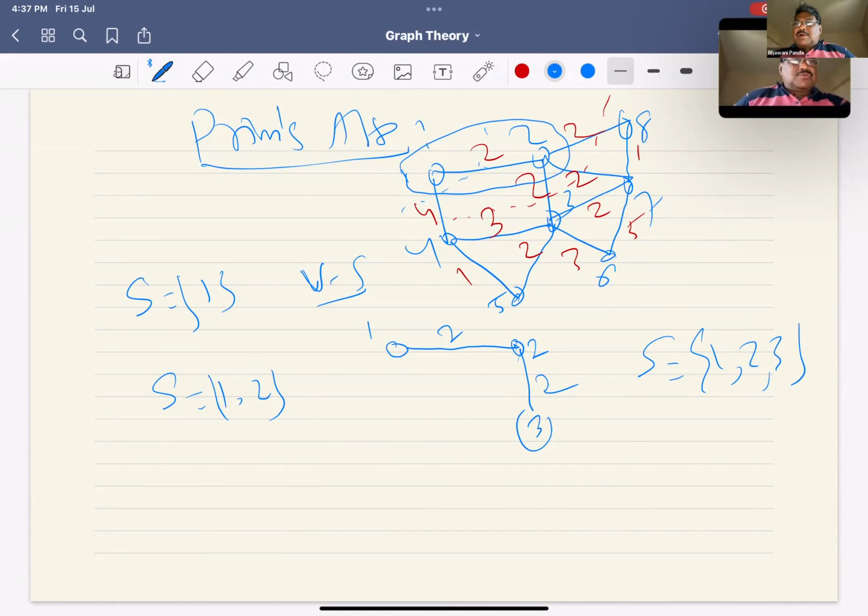So there are 3 edges. One is going to 4, and that edge cost is 4. From 3 it is 2, from 2 it is 2. So again the cost is 2. So give me an edge of cost 2. Select one.